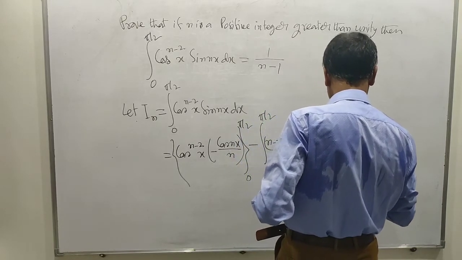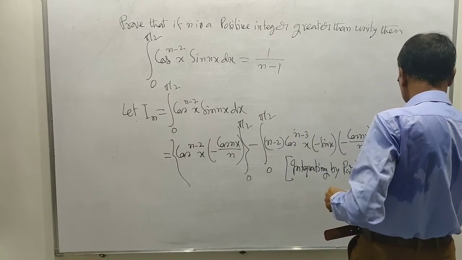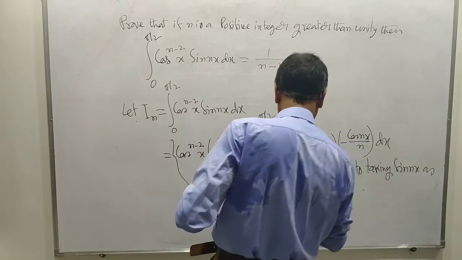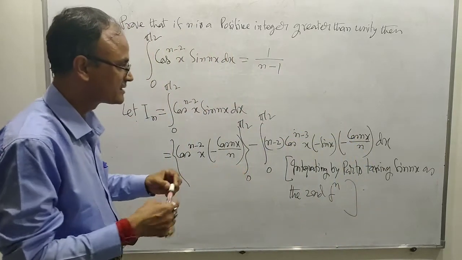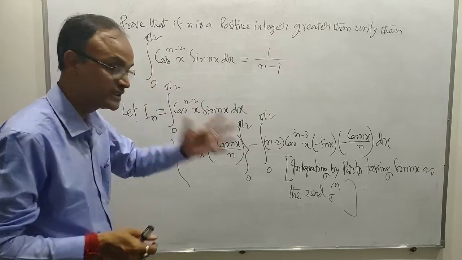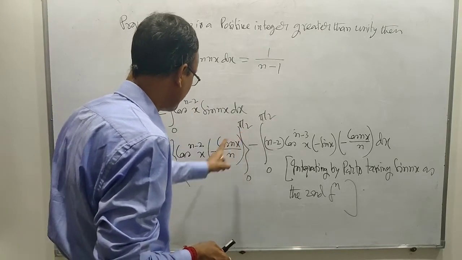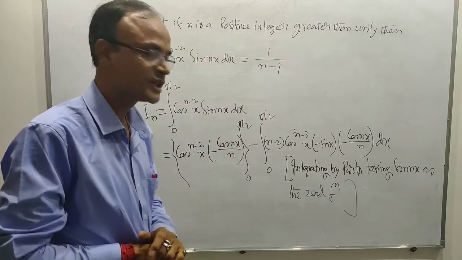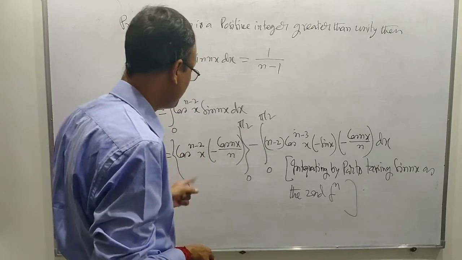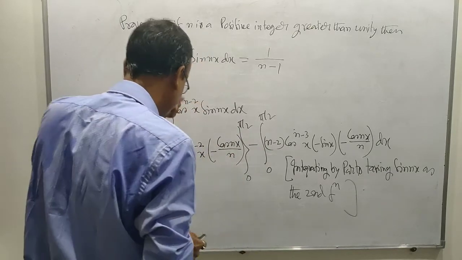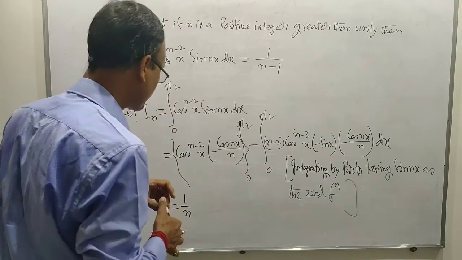Integrating by parts, taking sin nx as the second function. Now see here. If you put pi by 2, cos pi by 2 is equal to 0. If you put pi by 2 here, it will be equal to 0. If you put 0, then it will be equal to 1 by n.